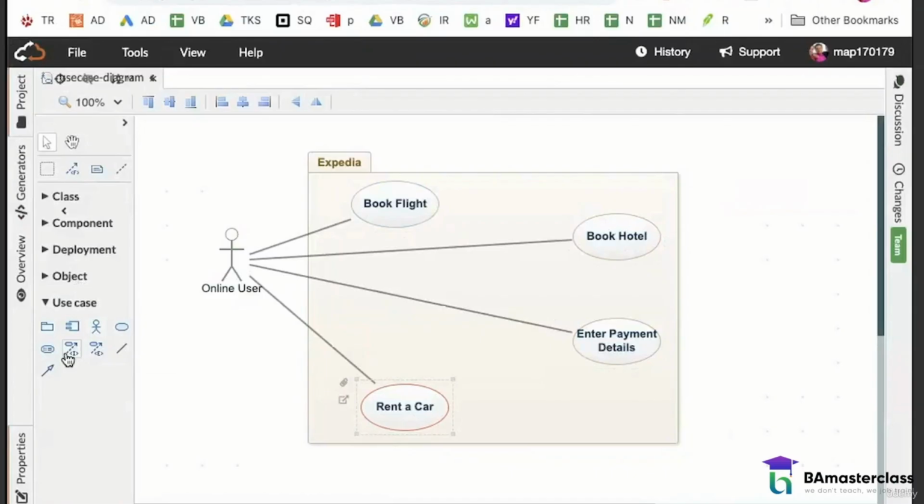I'll show you how to do it tomorrow on your laptop. There is an includes arrow here. If I say book flight includes enter payment details, I start my arrow from book flight and take it to enter payment. Similarly, rent a car includes enter payment details, book hotel includes enter payment. So let's create this relationship.